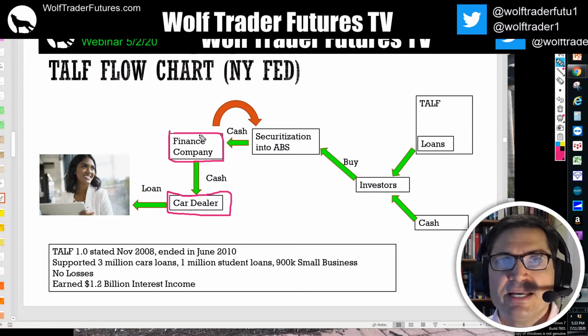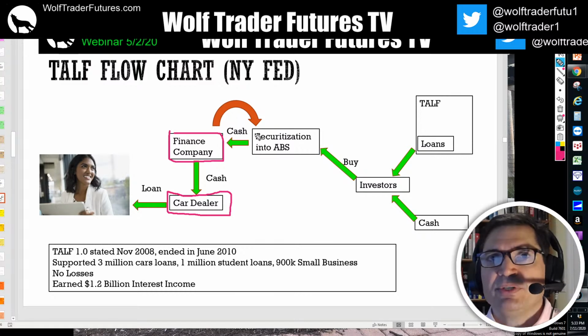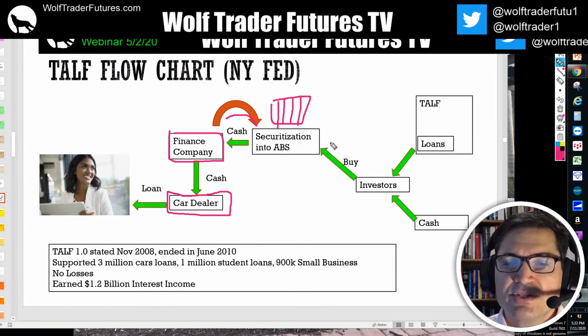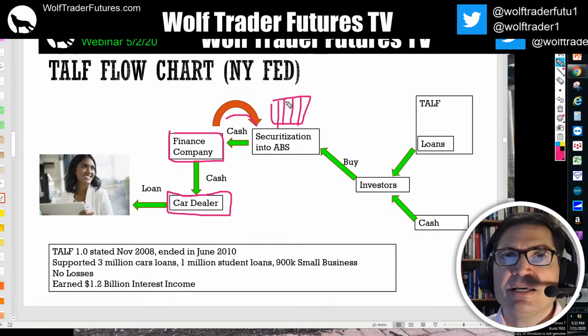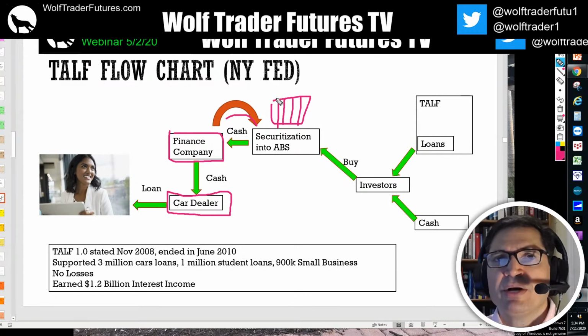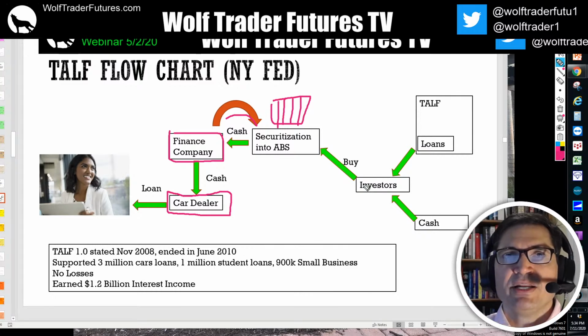Well, they take all of their loans and they package them together into something called asset-backed securities. And what they do is they slice these up into different grades, different tranches. And so they need investors to come and buy these loans. This is how you get your car loan. The finance company goes out and then the investors come and buy these. And if there's no investors to buy these, then the consumer credit dries up.